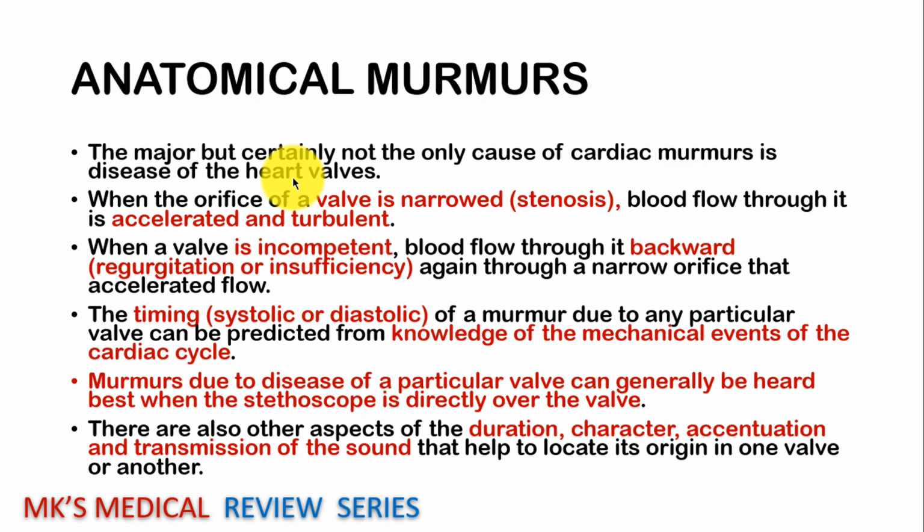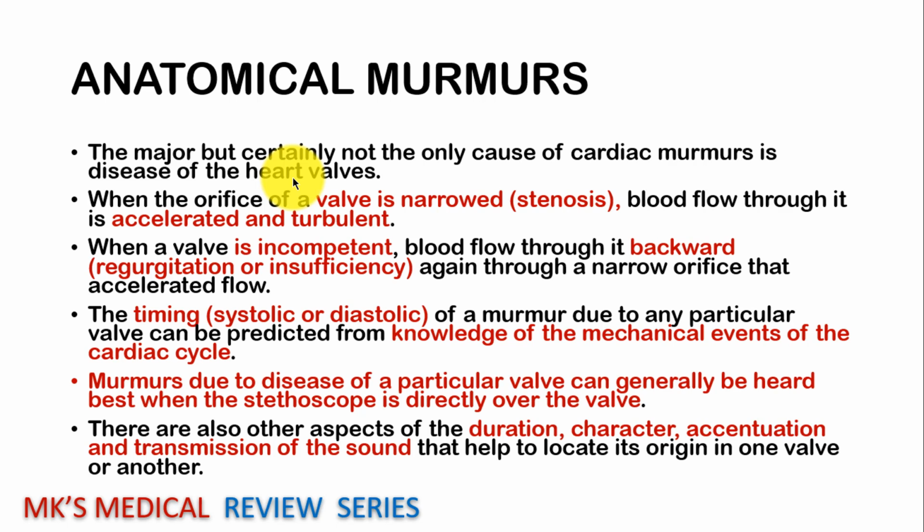Then the timing of the murmur depends on where exactly it's happening during the cardiac cycle. If it's happening between S1 and S2, you refer to that as a systolic murmur, like already explained. If it's happening between S2 and S1, you refer to that as a diastolic murmur. Then, of course, the murmurs are also going to be heard best at particular points of the chest.